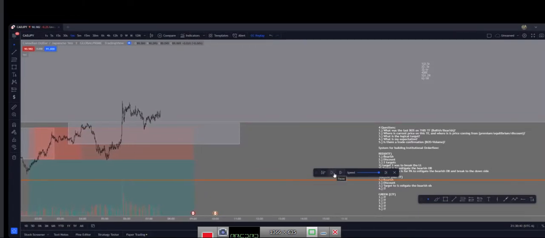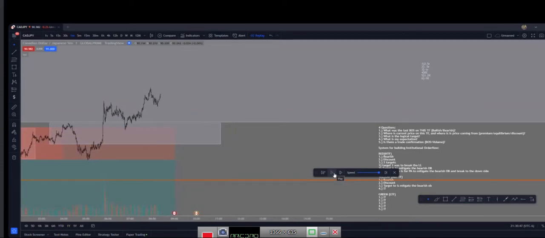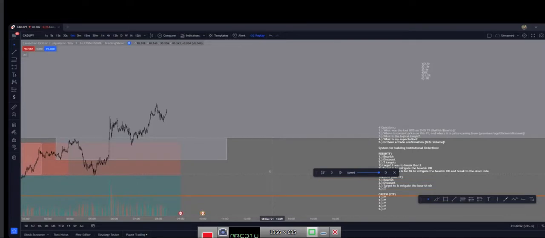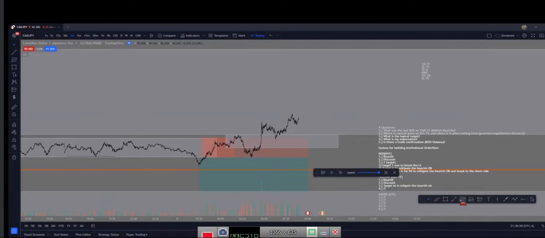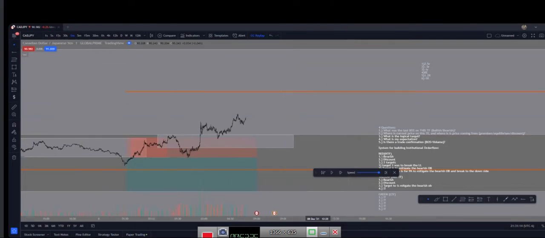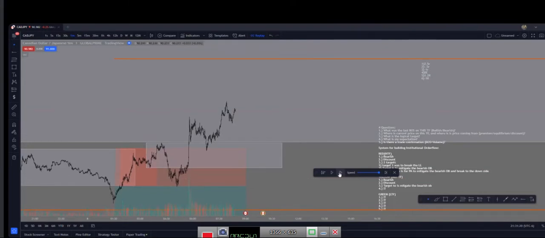Let's see. Okay, you see that change of character? Let's see what it does. I kind of do want to see the 50 of this being mitigated though. Let's see. Highlight that, just to point out where I want to see price action do something there.